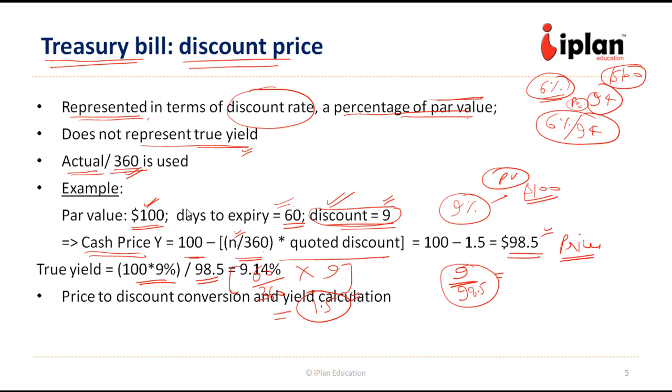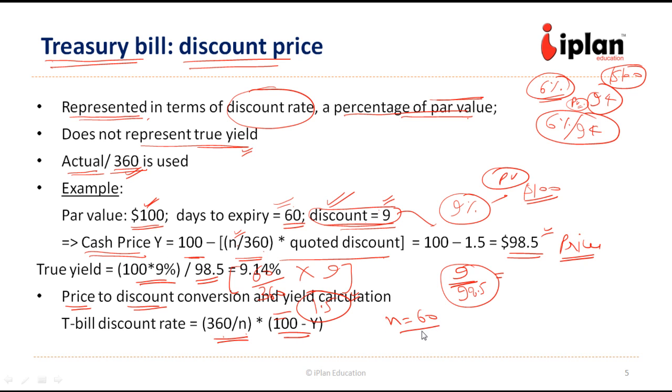Then if we want to convert price to discount, we have already seen how to convert discount to price. If you want to do the other way around, then we can simply use 360 by n into 100 minus y. That is just opposite of it. So if we have n which is 60 and the cash price is 98.5, as we have seen in this case, the T-bill discount rate is going to be 360 by 60, that is 6, into 100 minus 98.5, which is 1.5. So this gives us 9%. That was the discount rate. So we have both the formulas with us. We can convert from discount rate to cash price and cash price to discount rate.